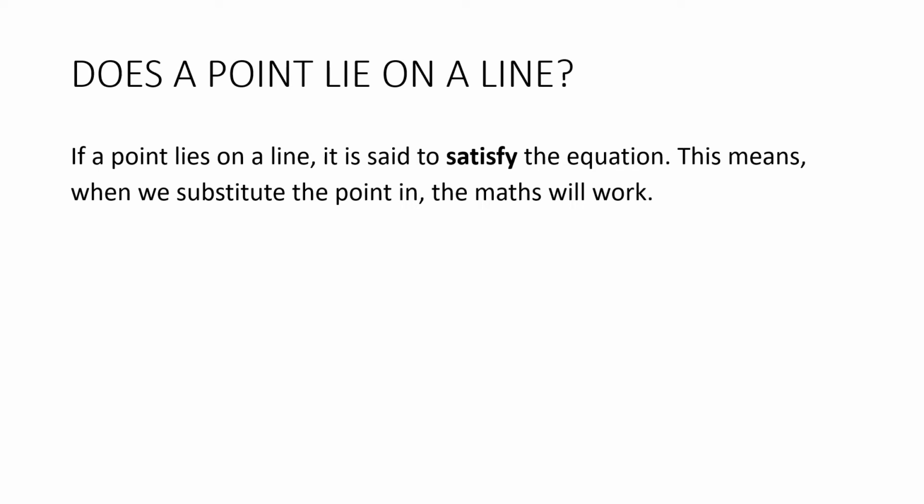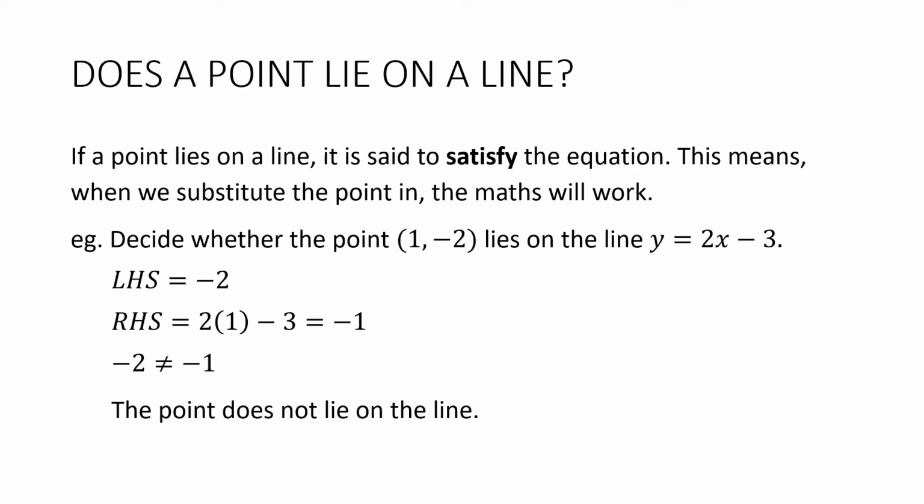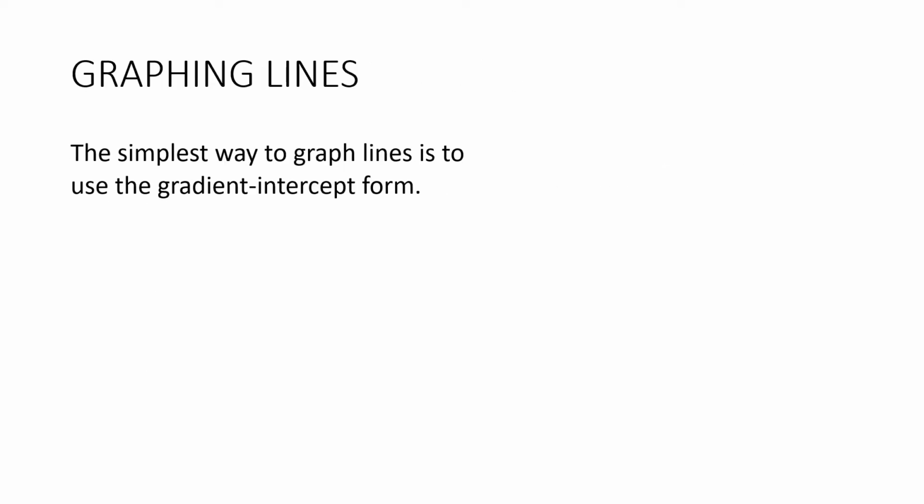If a point lies on a line, it is said to satisfy the equation. This means when we substitute the point in, the maths will work. Here's an example. Decide whether the point (1, -2) lies on the line y equals 2x take away 3. Now we could just substitute this point in and see, but it's actually better to do left-hand side equals, right-hand side equals. So left-hand side is equal to the y coordinate, which is -2. The right-hand side is equal to 2 lots of 1 take away 3, which is -1. They don't match. So because the left-hand side is not equal to the right-hand side, the point does not lie on the line.